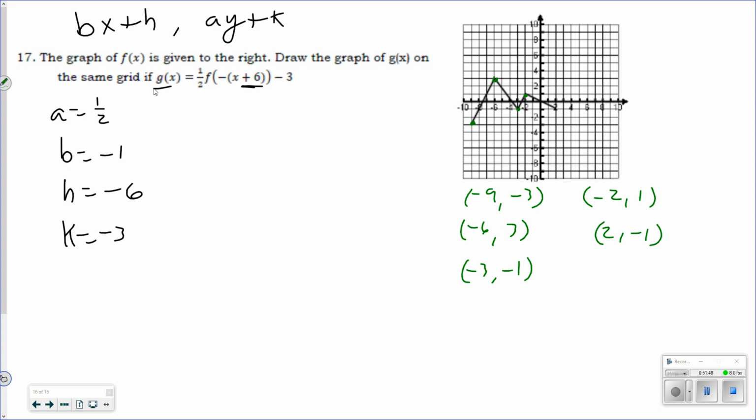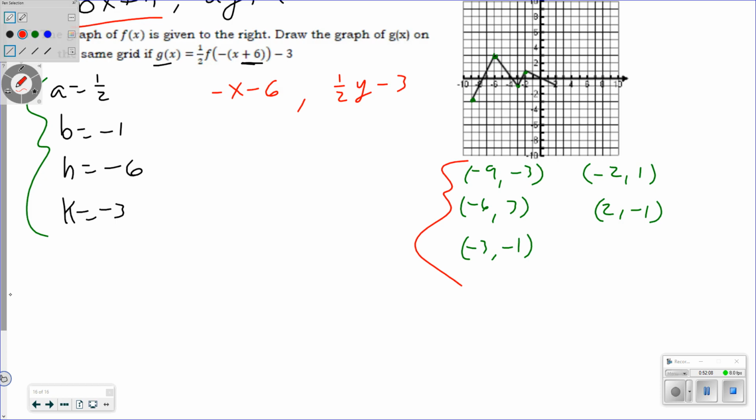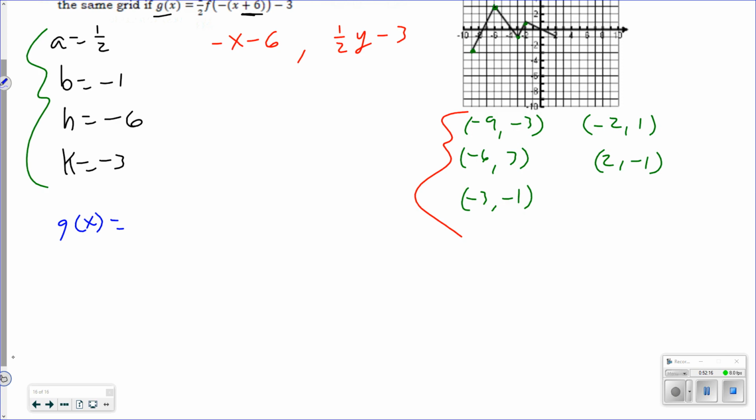And I want to transform these points. I listed out my a, b, h, and k, because what I'm going to do is plug them into bx plus h. So I have -x minus 6 and 1/2 y minus 3. I'm just going to plug in each one of these points right here into the transformation rule to get my new points. So my g of x points, I have -x minus 6. So for every single x value, so for like -9, -3, I have 9 minus 6, which is 3. And then for -3, you have -1/2 minus 3, which is -4.5.